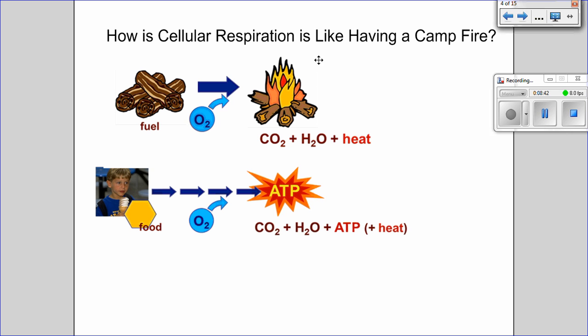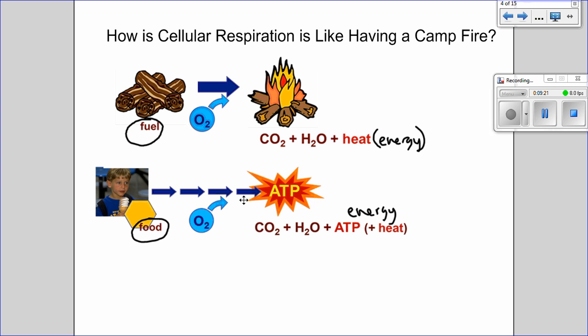So if we look, cellular respiration is actually very much like having a campfire, if you think about it, because we use food for fuel, and cellular respiration uses fuel, and we both use oxygen to convert that fuel into carbon dioxide, water, and heat, or a type of energy. So it's like thermal energy. Whereas in our bodies, we do the same thing. We take a fuel with oxygen and convert it into carbon dioxide, water, and ATP, as well as a little bit of heat. So this is our energy here.